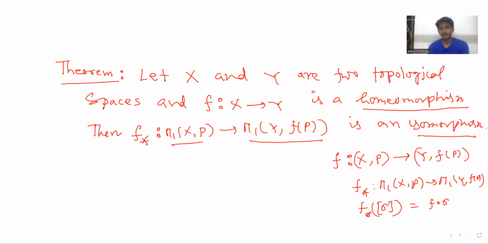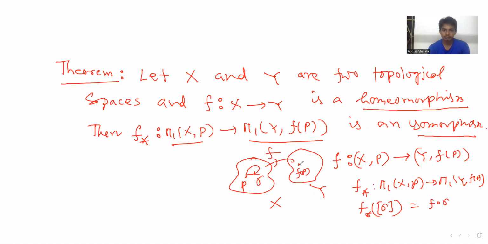Sigma was a loop in x, so it was a map basically. Here you have x, here you have y. At p, here f of p. Now you have a loop sigma here. Now f is a continuous map. So take the composition. Basically you have closed interval 0, 1 to here. You have a loop here. Take the composition. Then you get f composition sigma at f of p in y. So f star is defined. Any continuous map always induces a map f star between the fundamental groups.